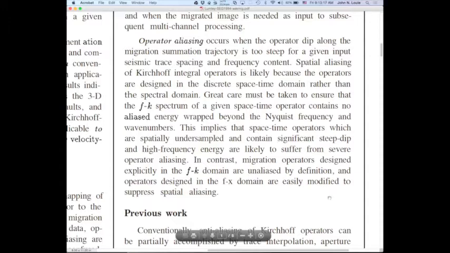So Lumley is not addressing here, with this paper, the image aliasing, which is a cosmetic issue, or the data aliasing, which is a fundamental issue for which there is no solution other than to re-record the data. And of course, that gets done from time to time for important areas. What he's addressing is operator aliasing.